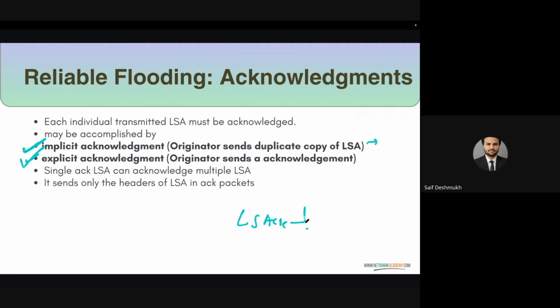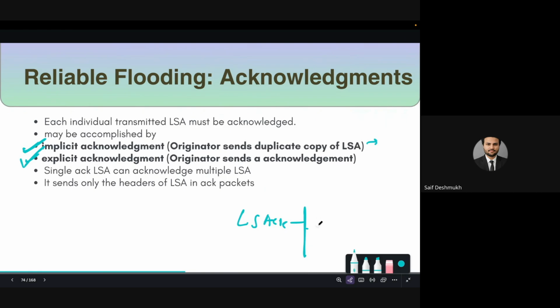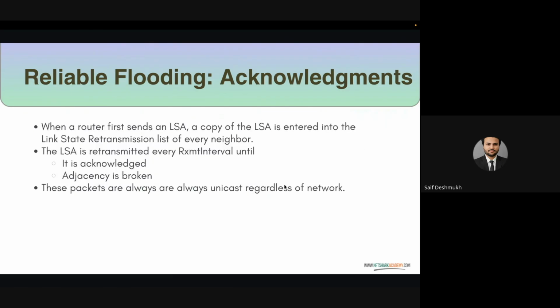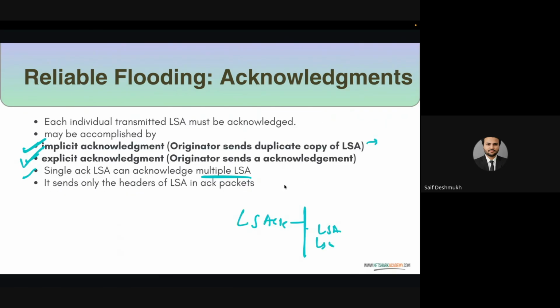What we saw, we also had multiple LSAs. So in one go, a single acknowledgement can acknowledge multiple LSAs, and it only sends the summary instead of the full copy, regardless of whether it's implicit or explicit. Do you understand this? Think of it like this.